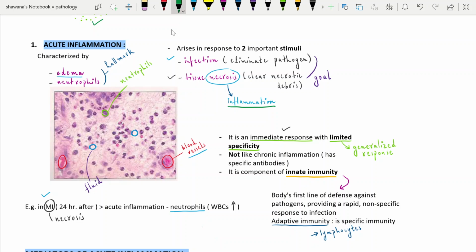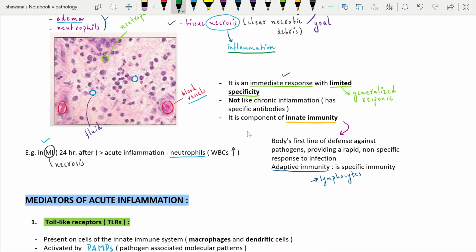What are the goals of the inflammation in case of infection and necrosis? In case of infection, the inflammation's goal is to eliminate that pathogen, and in case of necrosis, the goal is to clear the necrotic debris. We need to clear that debris which is present in the necrotic area.